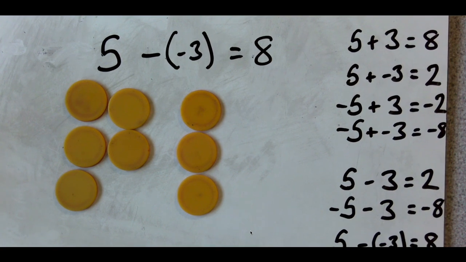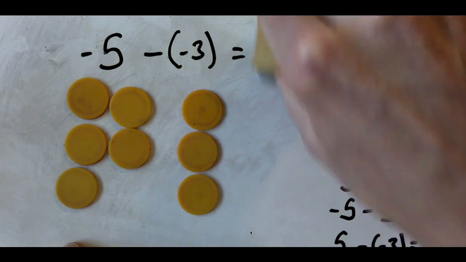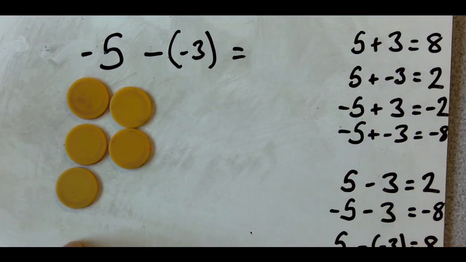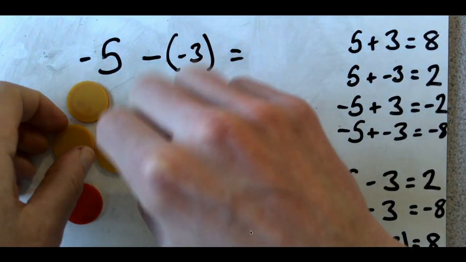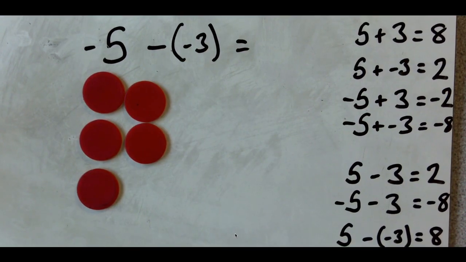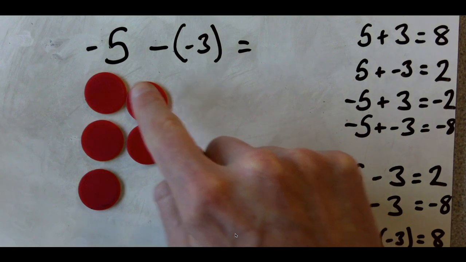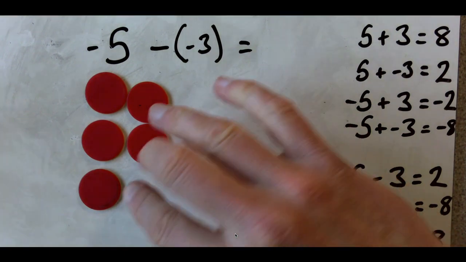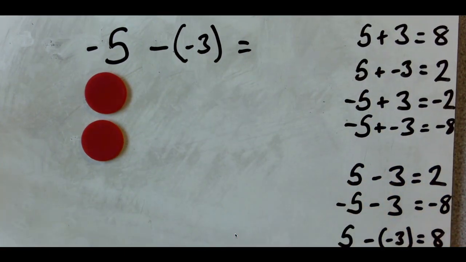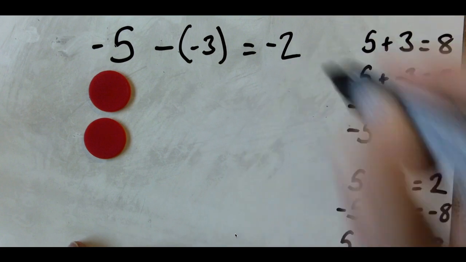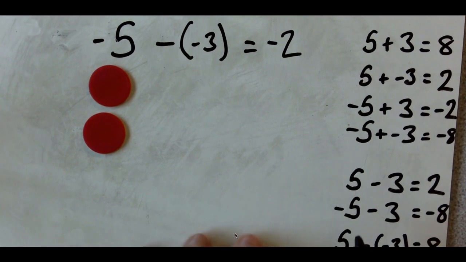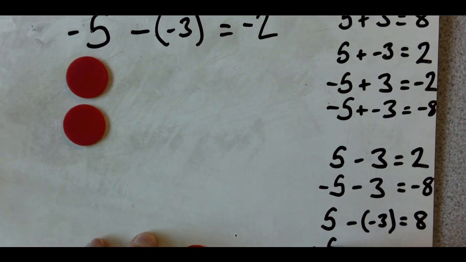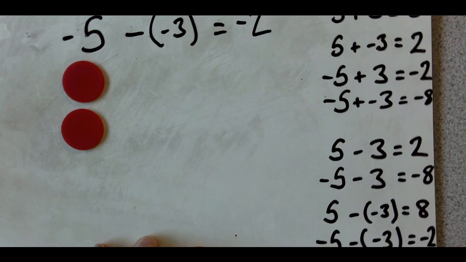And the last one we're going to do is we're going to have -5 take away -3. So move them out of the way. Okay, so we've got our -5, and much like the positive one, we can take away 3 negatives to leave me with -2. So down the bottom here, -5 take away -3 does leave me with -2.